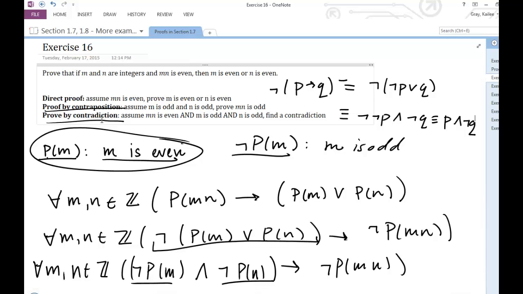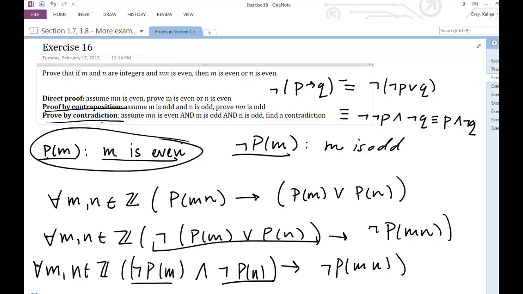So what I want to do here is actually do each of these methods so that you can see that there are indeed different ways to approach this proof, and hopefully you can see that there is one that is, I think, more efficient, but it doesn't have to necessarily be the only way.